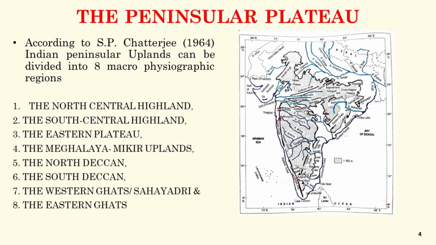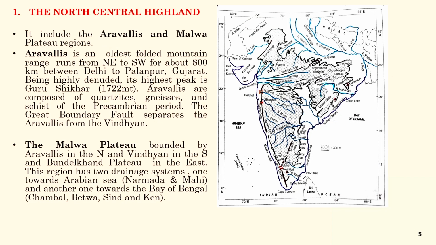Moving ahead. According to S.P. Chatterjee in 1964, the Indian peninsular uplands can be divided into 8 macro physiographic divisions: the north central uplands, the central south uplands, the eastern plateau region, the Meghalaya Mikir plateau region, the northern Deccan, the southern Deccan, and the Eastern Ghats and Western Ghats. Let's go one by one.